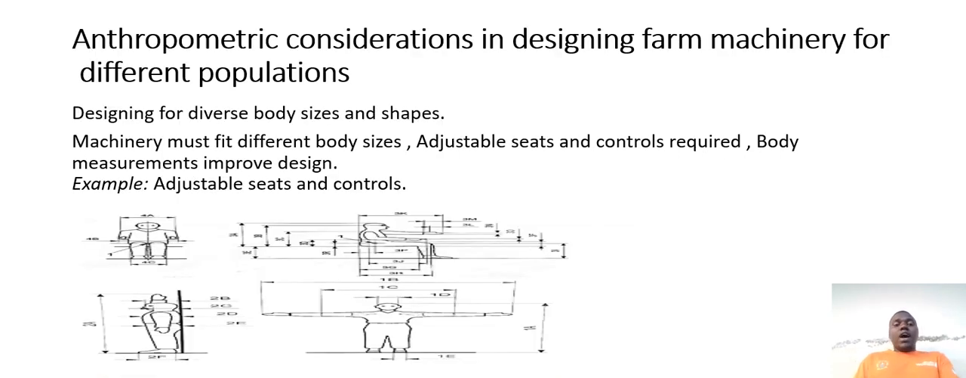Next slide is anthropometric considerations in designing farm machinery for different populations. In designing for diverse body sizes and shapes, machinery must fit different body sizes. There is a person who is very big, a person who is very small, and different persons. Adjustable seats and controls require body measurement to improve design. Example, adjustable seats and controls.